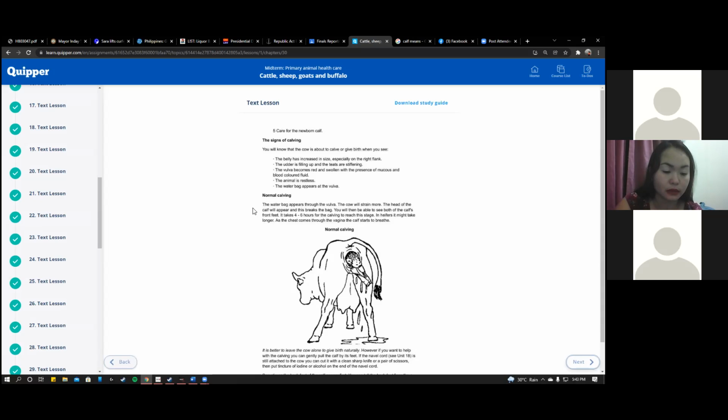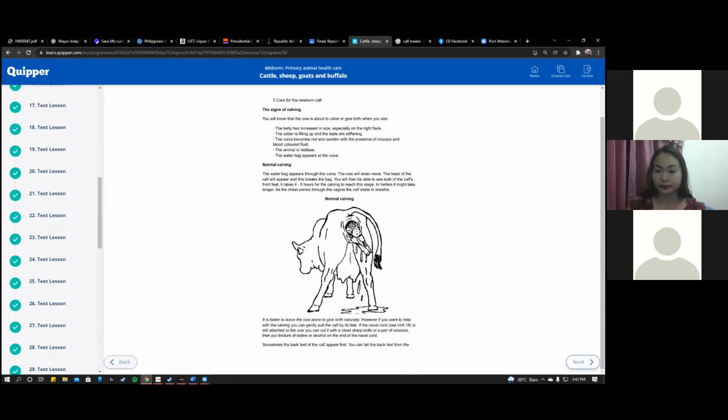So, the normal calving. In normal calving, a water bag appears through the vulva. The cow will strain more. The head of the calf will appear as the bag breaks. You will then be able to see both of the calf's front feet. It takes 4 to 6 hours for the calving to reach this stage. In heifers, it might take longer. As the chest comes through the vagina, the calf starts to breathe.